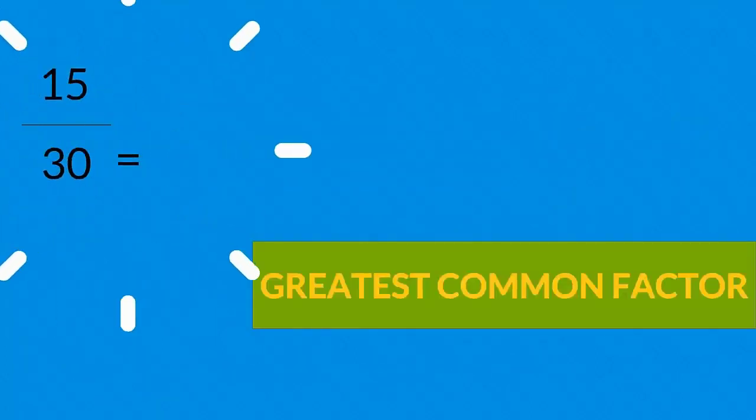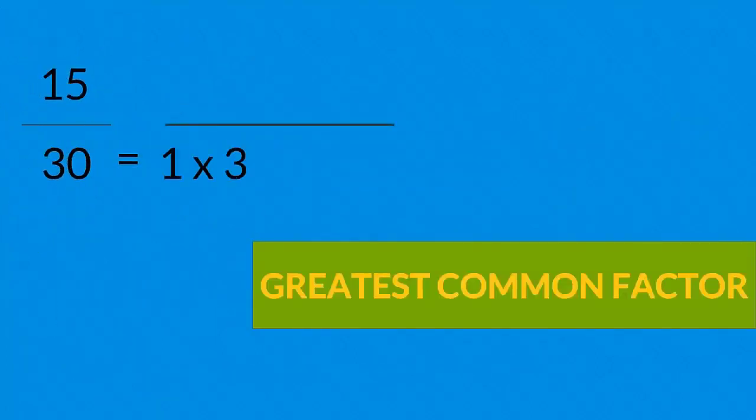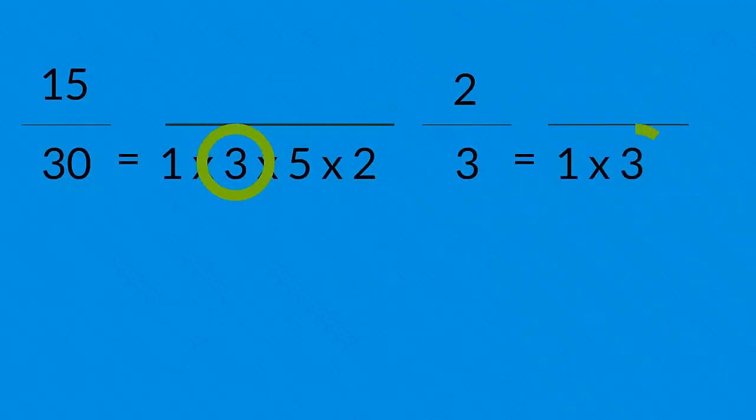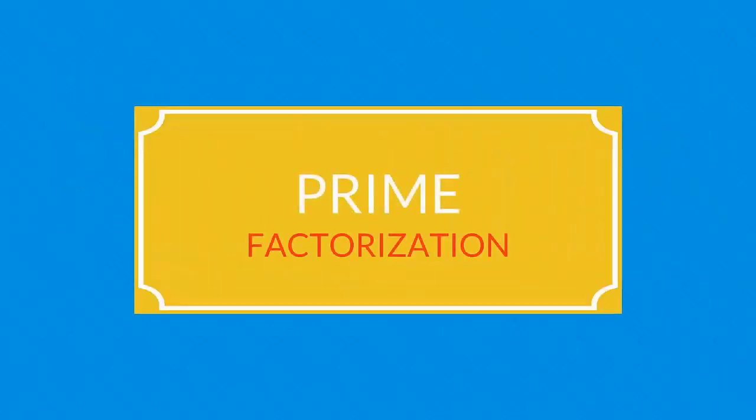The greatest common factor, or GCF, will also help us when we're working with adding and subtracting fractions. The GCF tells us what the biggest number is that will divide into both numbers. It's the number that contains all the factors common to both numbers. We can find the LCM and GCF of numbers by using prime factorization.